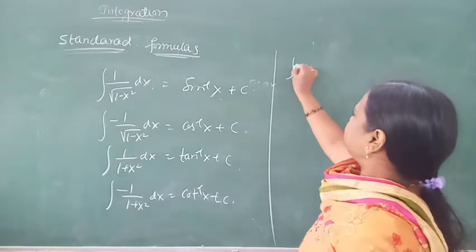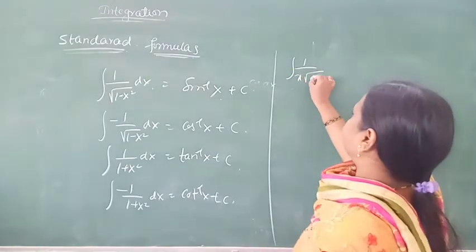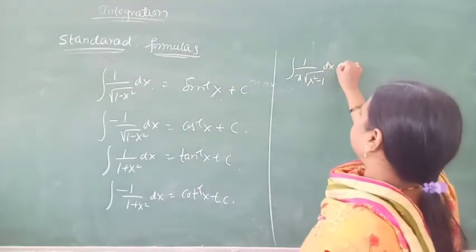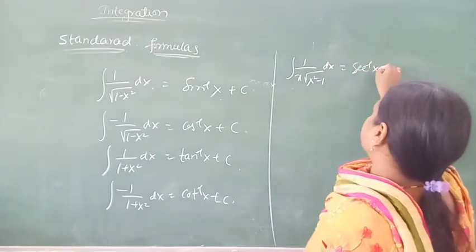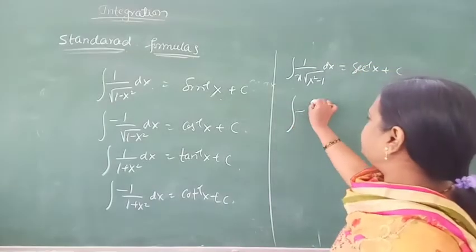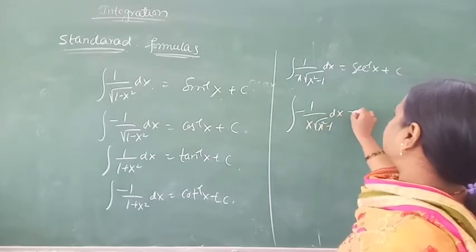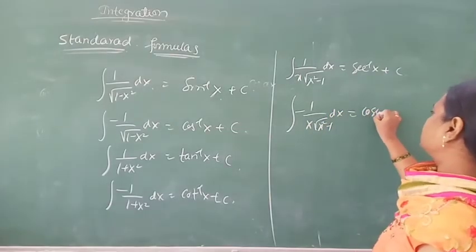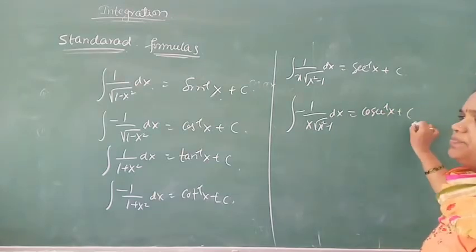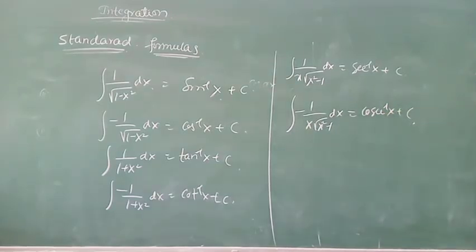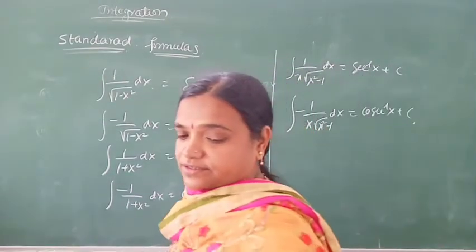Next, integration of 1 by x root of x square minus 1 dx is sec inverse x plus c. Next, minus 1 by x root of x square minus 1 dx is cosec inverse x plus c. See, from the differentiation, in the reverse form we will get the integration. Okay, these are the formulas.